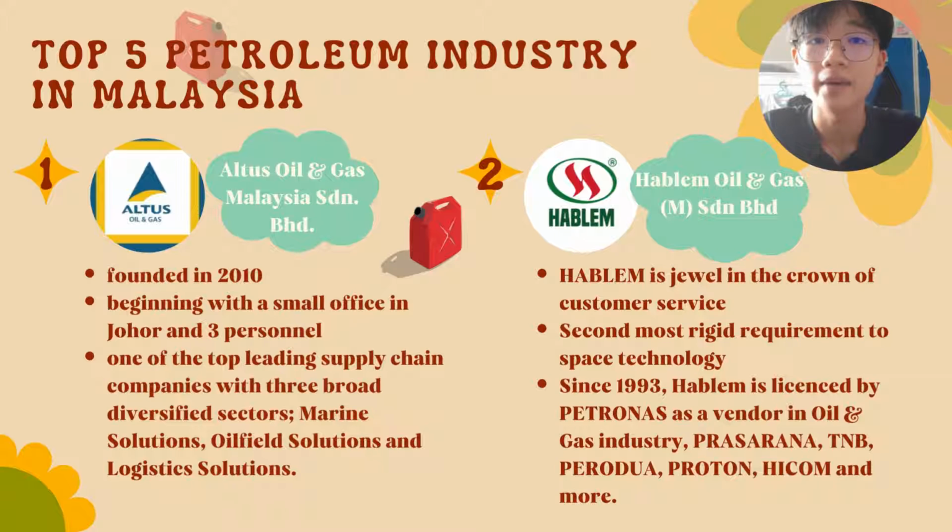So next will be Hablin Oil and Gas Sdn Bhd. Hablin is a jewel in the crown of customer service, an artistic maneuver of realistic critical requirements to meet unprecedented challenges, the most robust conditions ever known to mankind, namely the upstream offshore oil and gas industry. It is also the second most rigid requirement after space technology. Since 1993, Hablin is licensed by Petronas as a vendor in the oil and gas industry, Prasarana, TNB, Perodua, Proton, Hicom and more.